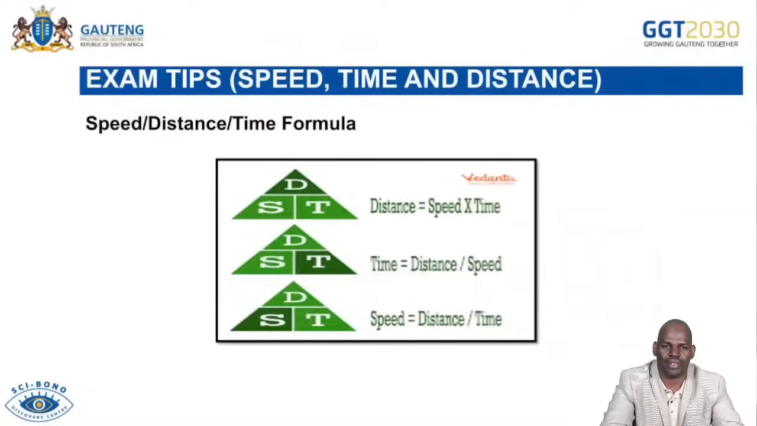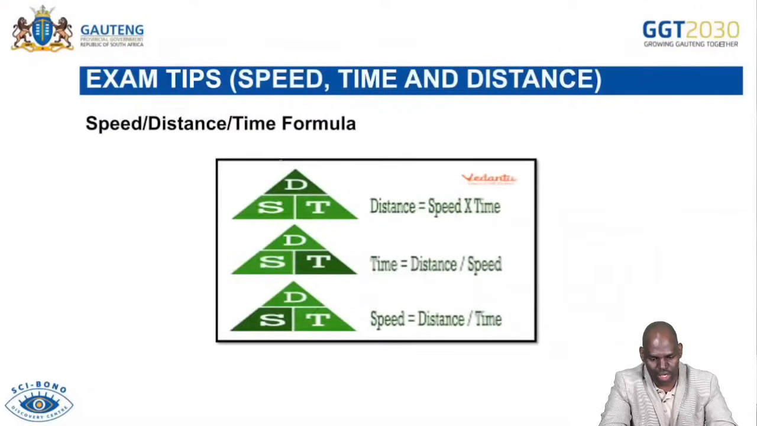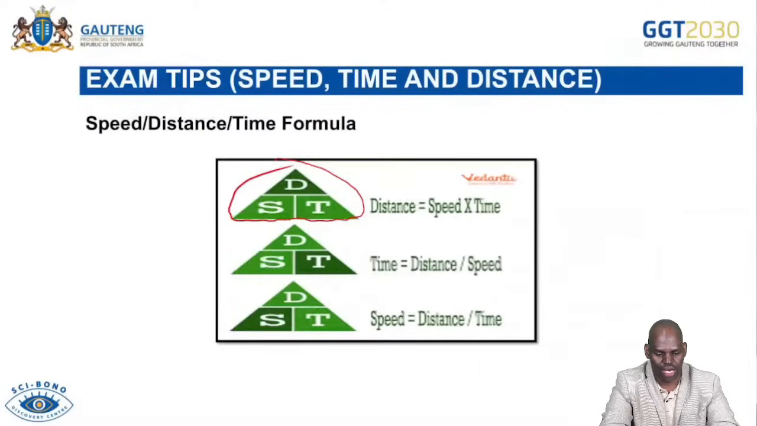Okay, then again, the relationship between speed, distance, time. You must know that it's always in triangular form. So we say DST. I know that in some schools they just say DSTV with the V facing down.